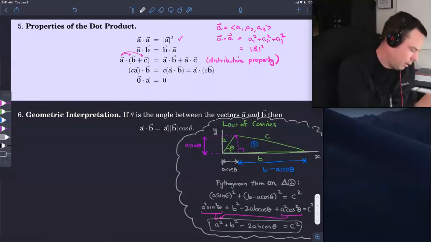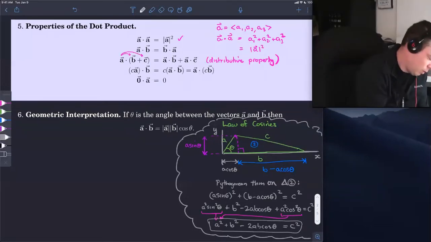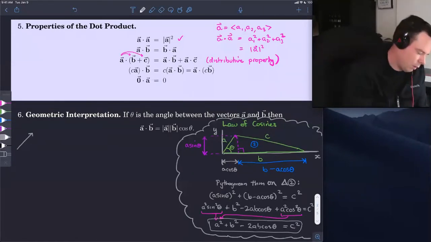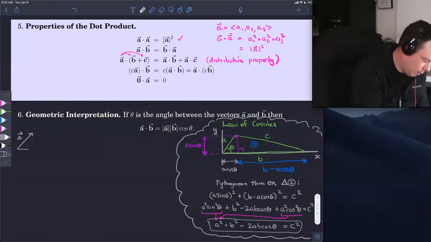So let's go ahead and now draw a picture and use this law of cosines. So here's our corresponding picture. I've got 2 vectors, A and B. Let's just assume they look like this.